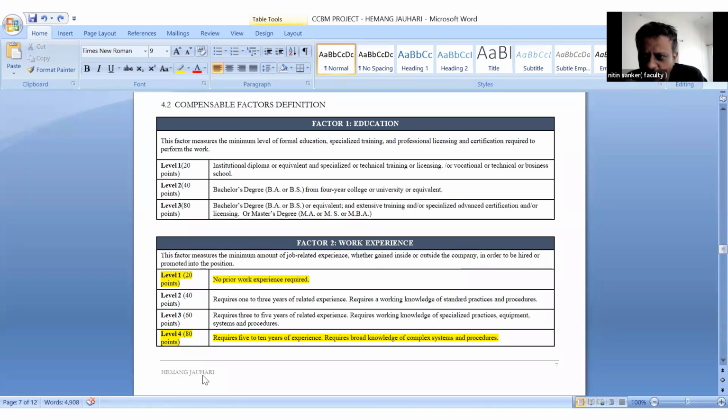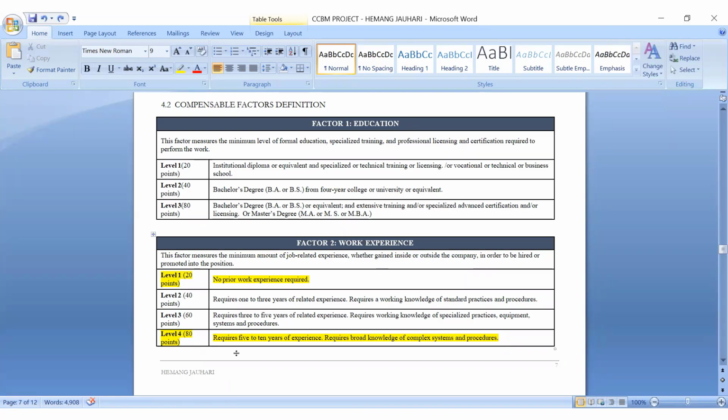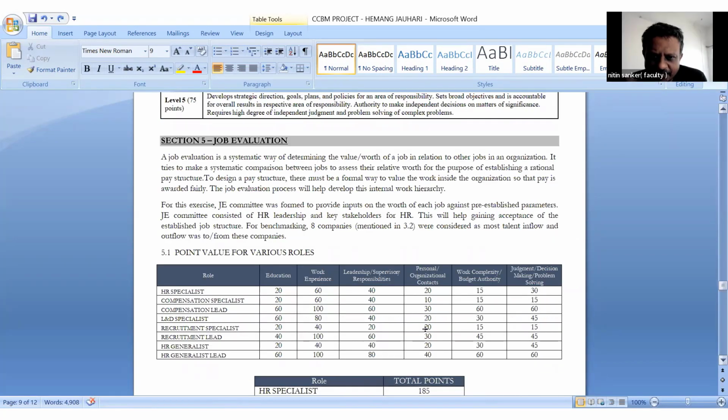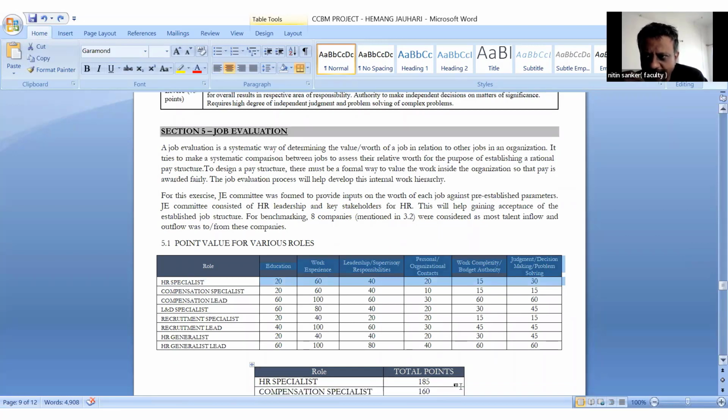Saad, are you okay with what I've said till now? I've got your point. Now comes the next stage. After that, I've created my grid, right? And for each job now, I've got my point value based on my factors. I've analyzed how many points I should give for education for an HR specialist, etc. So I have a total number of points. We are okay till now?